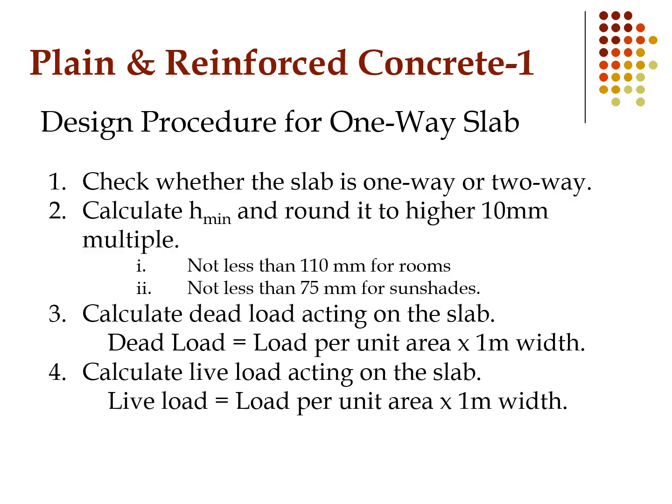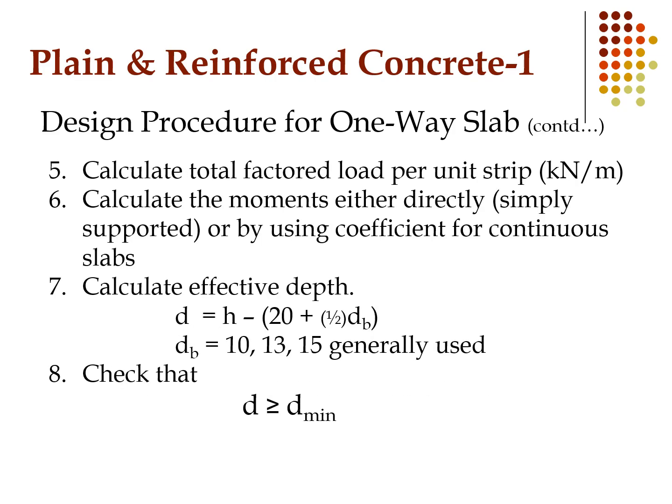Then similarly, we calculate the live load acting on the slab, which is load per unit area multiplied by a 1 meter strip. Then we calculate the total factored load, as we know that 1.2 times dead plus 1.6 times live load is the total factored load. Then we calculate the moments. Directly we can calculate, or we can use coefficients for continuous slab. I will discuss these coefficients later on.